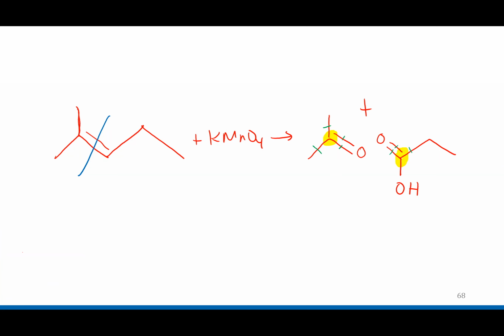This would be 2-methyl-2-pentene. Excuse me. Now we've split it into an aldehyde and a carboxylic acid. All right, so that's it for that.